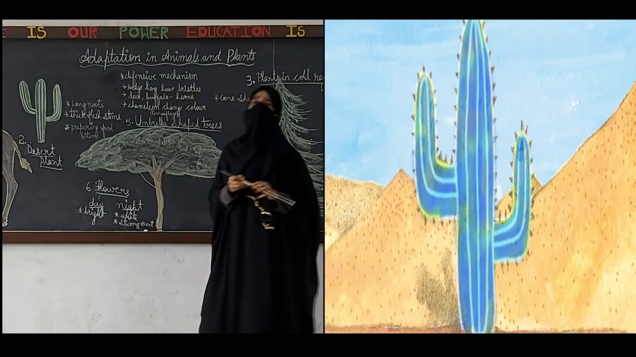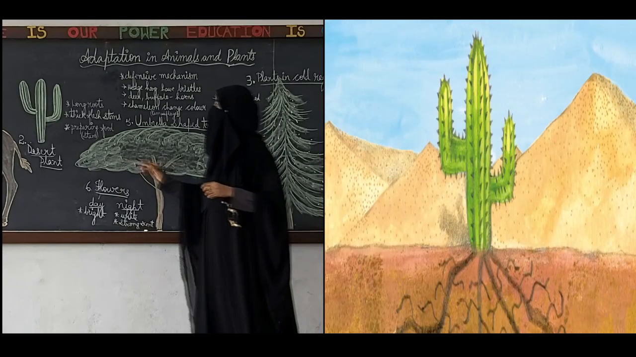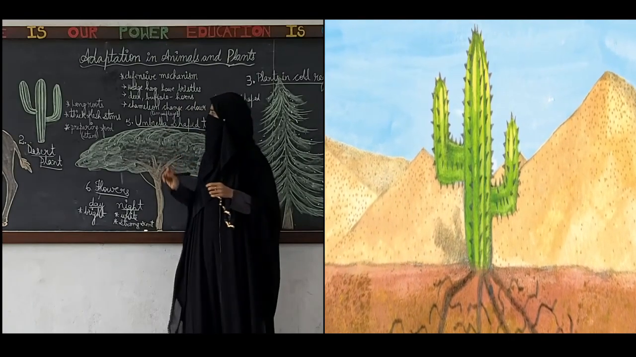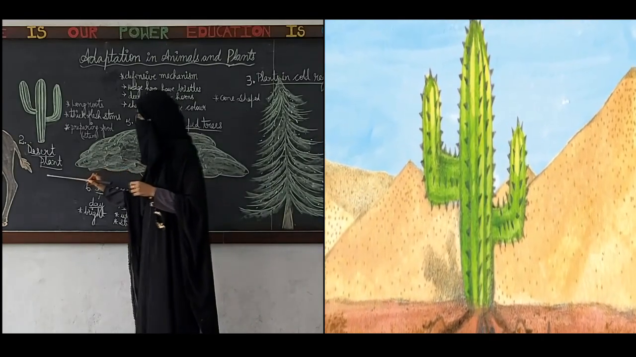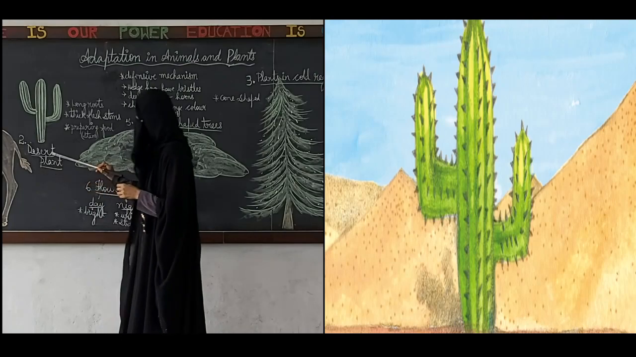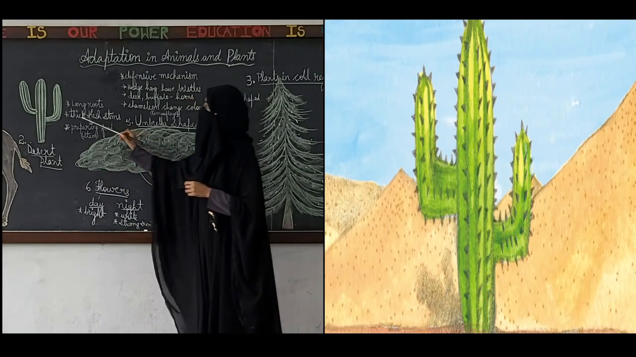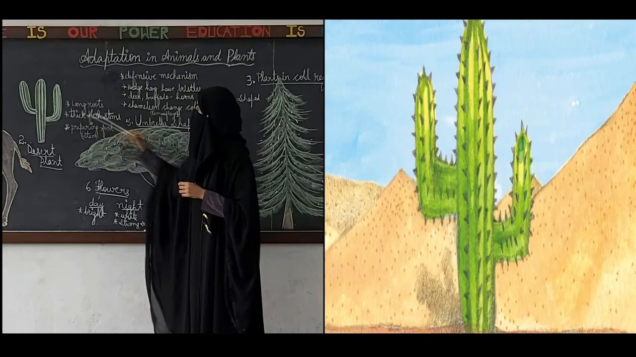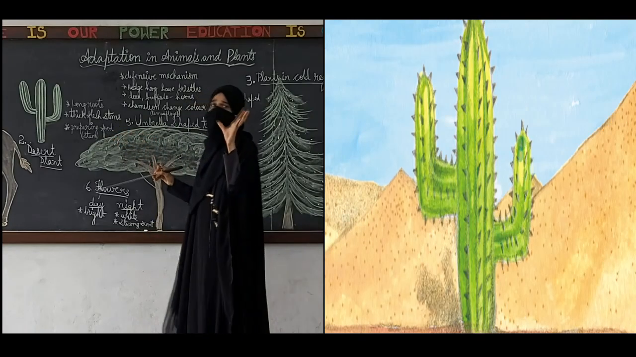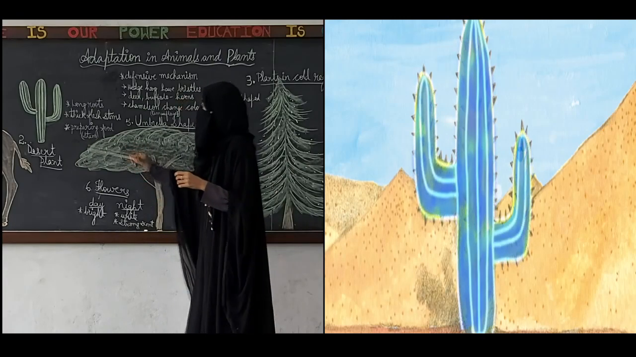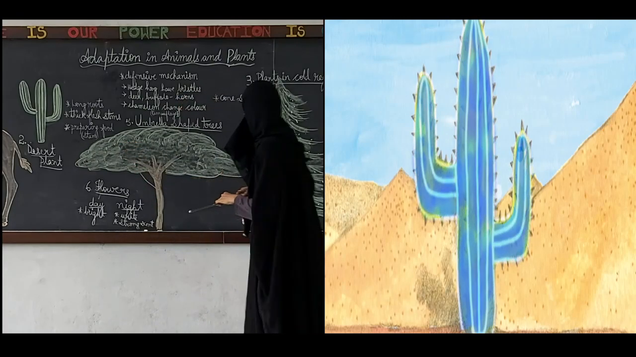And preparing food. In all other plants you have seen that leaves prepare food for the plant, but in desert plants the stem prepares food. As I told, the stem is filled with thick flesh. It means it prepares food for itself through the stem.